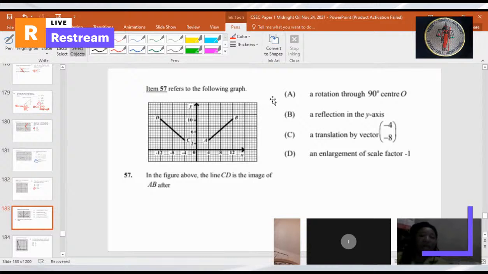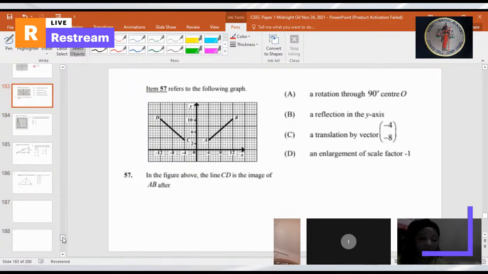Item 57 refers to the following graph. In the figure above, the line CD is the image of AB after it could be a reflection in the y-axis. It could also be a rotation through 90 degrees center O. So both of those could be a possibility for that object and image.